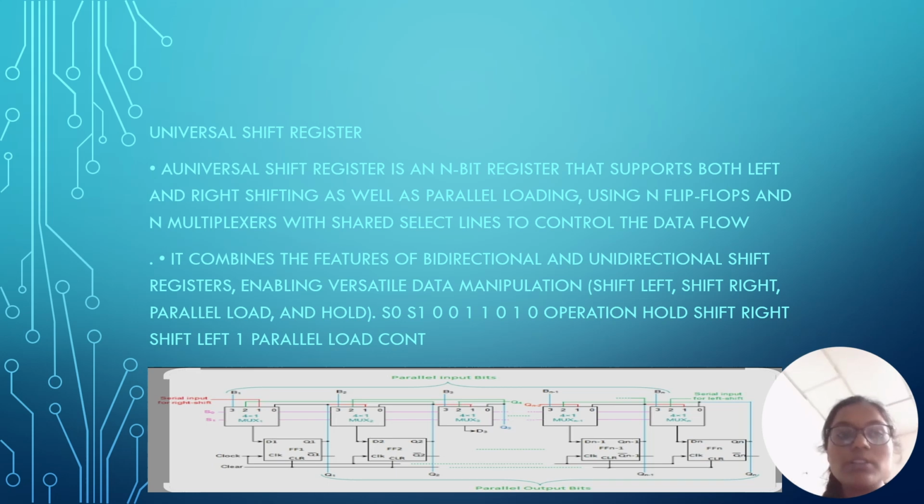S1 equals 0, S0 equals 0, the operation will be hold. S1 equals 0, S0 equals 1, the operation will be shift right. S1 equals 1, S0 equals 0, the operation will be shift left. S1 equals 1, S0 equals 1, the operation will be parallel load. A universal shift register usually contains two control bits, S1 and S0, to select the operation.